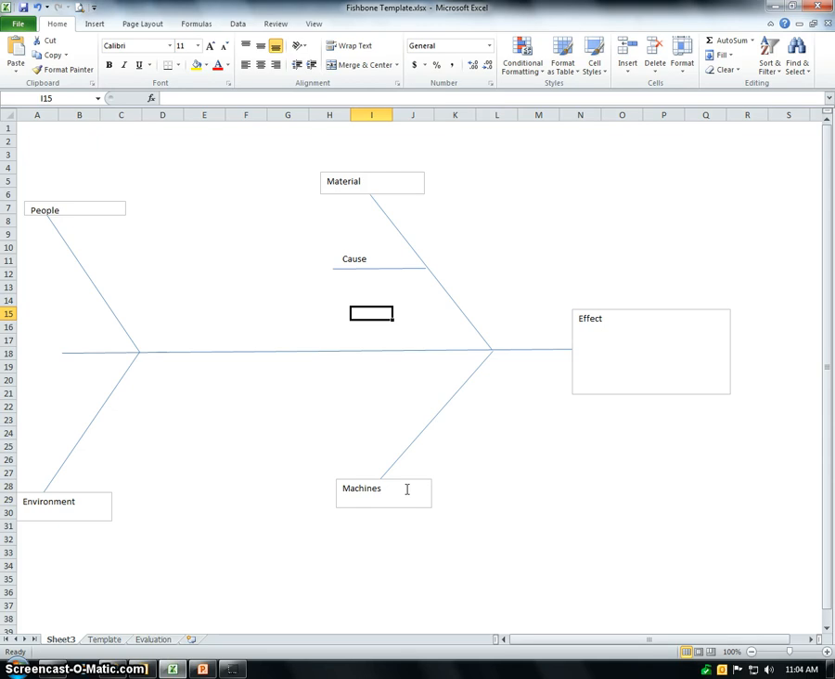You need to think about what your process is. You know, if we were thinking about a customer service process, probably material, people, environment, and machines would make sense for cause categories.